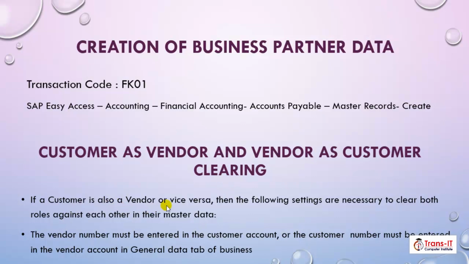If a customer is also a vendor or vice versa, then the following settings are necessary to clear both roles against each other in their master data. The vendor number must be entered in the customer account, or the customer number must be entered in the vendor account, in the general data tab of the business partner. For that we will use transaction code BP.